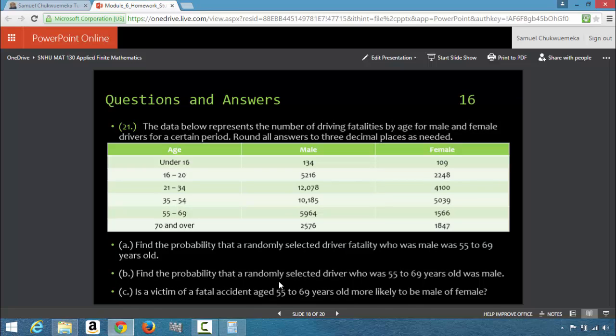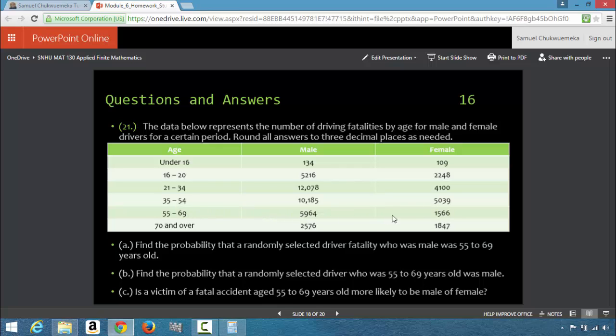B, probability that a randomly selected driver who was 55 to 69 years old was male. So in this case, we are considering both, it could be female and male. Randomly selected driver. See the difference between A and B. In A, they said randomly selected driver who was male was 55 to 69 years old. So in this case, we're dealing with males here. But in B, they said randomly selected driver. It could be male or female. But we should be restricted to only 55 to 69 years old. So this is what we are restricted to.